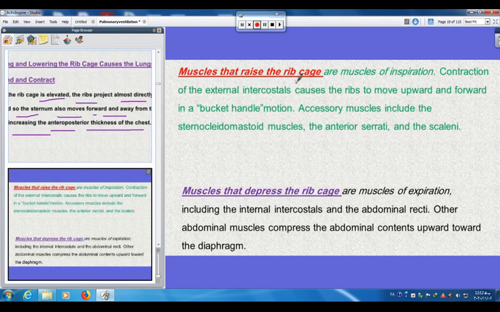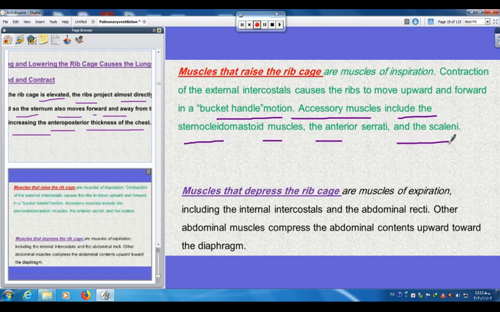Muscles that raise the rib cage are muscles of inspiration. We mentioned before, contraction of the external intercostals causes the ribs to move upward in a bucket handle motion. Accessory muscles include the sternocleidomastoid muscles, the anterior serrati, and the scalenes. Muscles that depress the rib cage are muscles of expiration, including the internal intercostals and abdominal recti. Other abdominal muscles compress the abdominal contents upward toward the diaphragm.